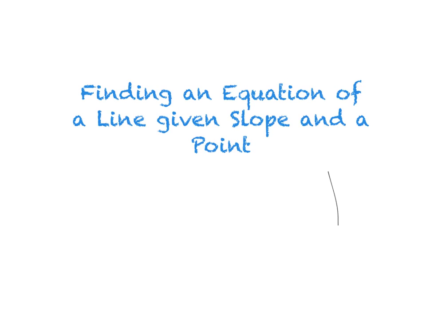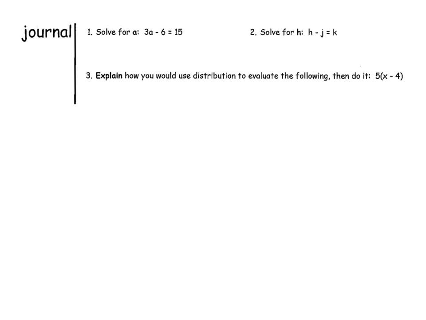Okay, so finding an equation of a line given slope and a point. All right, so solve for A. If I want to get A by itself, that's what solve for A means. What's the first thing that I have to do? I'm going to add 6 to both sides.